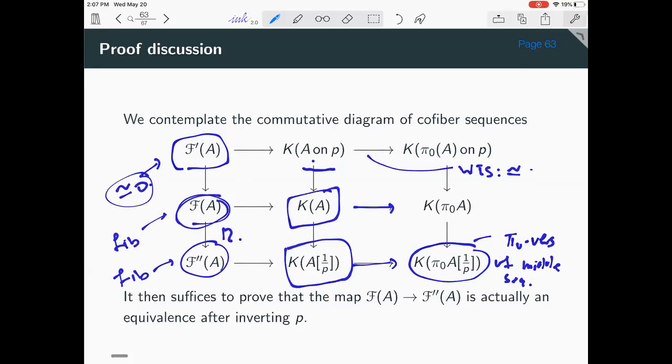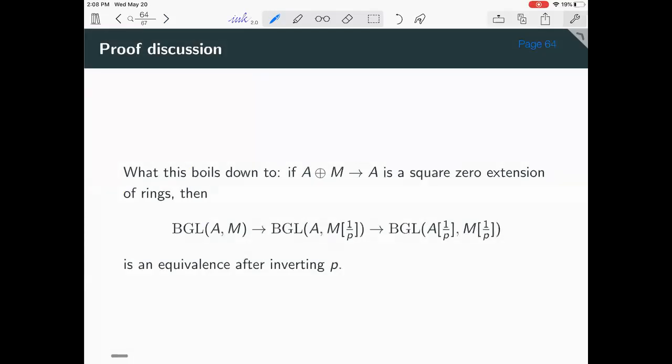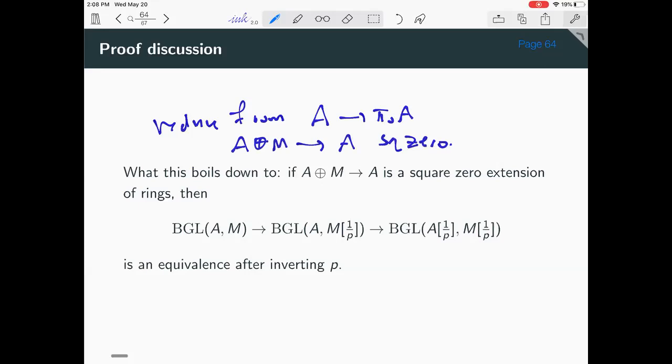Okay. So you have a chance at doing this actually, because it boils down to the following quite concrete statement. So it reduces from trying to understand the difference between A and pi zero of A, between two ring spectra, to just square zero extensions of discrete rings. So this is a standard technique. I guess maybe the first person to do this to my knowledge is Goodwillie, when he was proving this rational version of Dundas, Goodwillie, McCarthy.